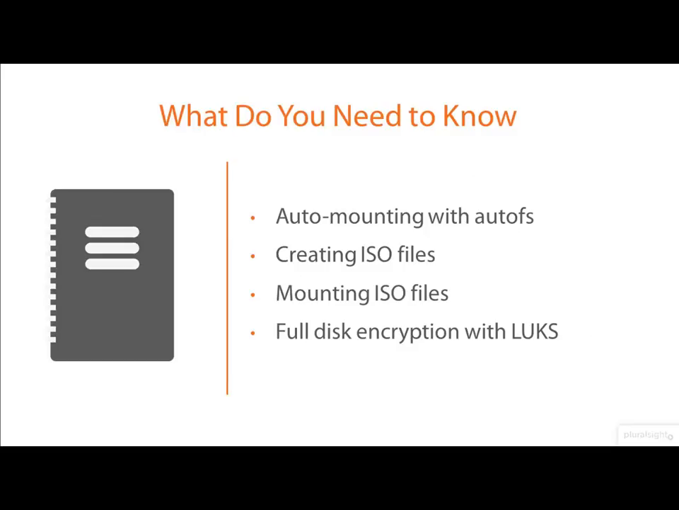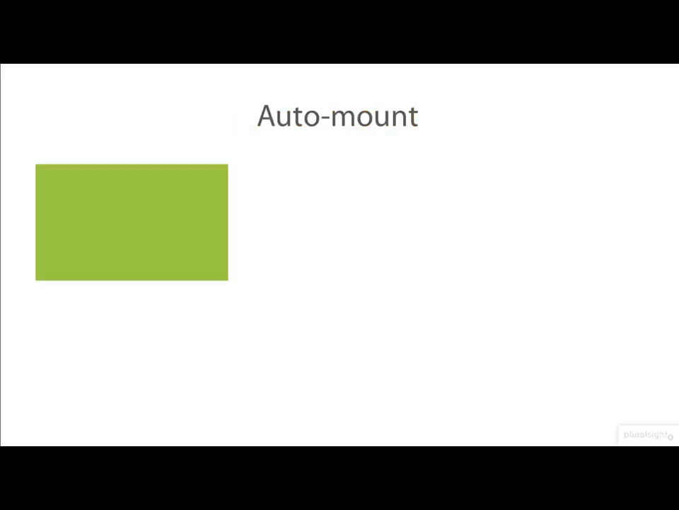So for the objective, you're going to need to know how to configure and use the automount service and AutoFS. We'll be looking at creating and mounting ISO files and setting up full disk encryption with LUKS. Now, as far as automount is concerned, the auto mounting of network shares to our client device, we have to make sure that AutoFS is installed, so yum install autofs.